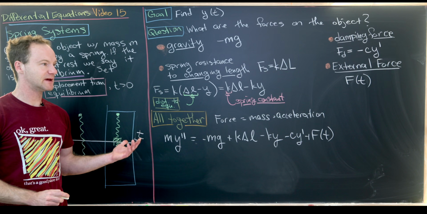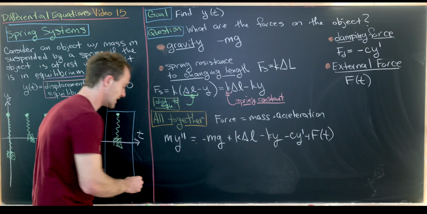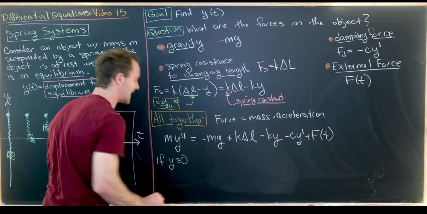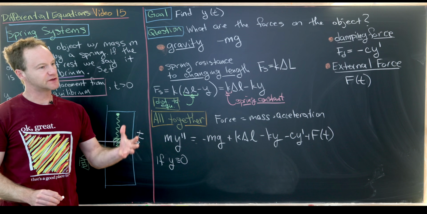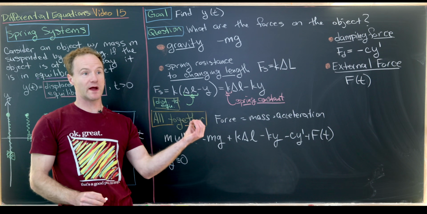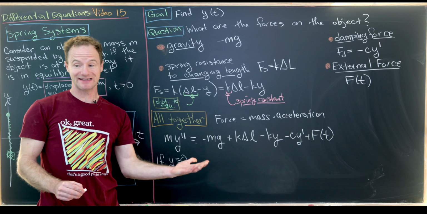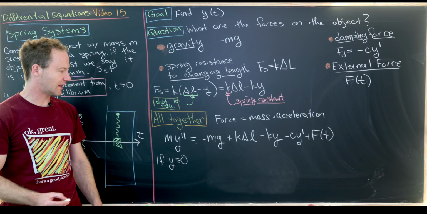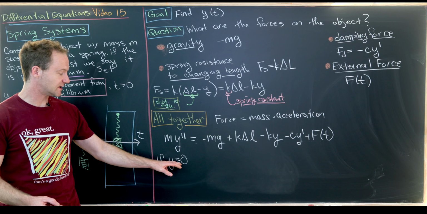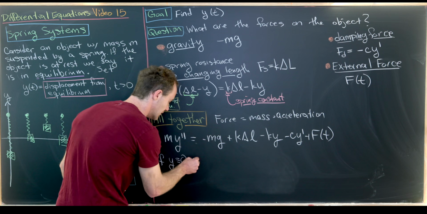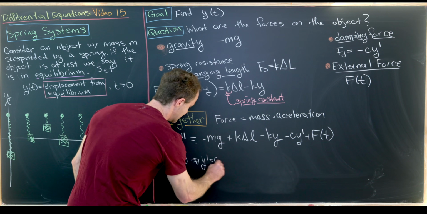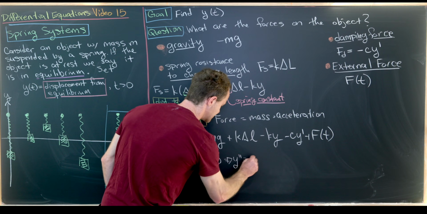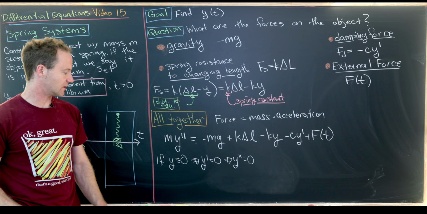And now we'd like to make a simplifying step here. And let's suppose that we have the setup where y is identically 0. So that means that you were to add a weight to a spring and you would let it settle until it's not moving at all. Okay, so that's something that will happen. So if y is identically equal to 0, then that means that y prime is obviously equal to 0 and y double prime is also identically equal to 0.